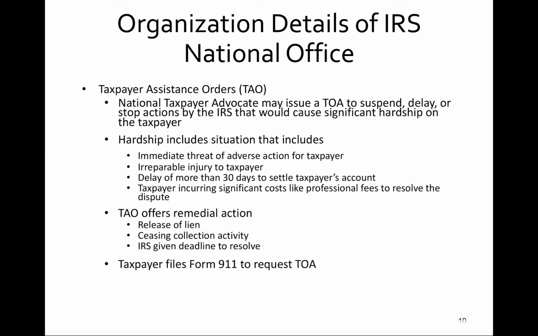The taxpayer assistance order: the taxpayer advocate may issue a TAO, that should be TAO, to suspend, delay, or stop actions by the IRS that would cause significant hardship on the taxpayer. And there are various types of hardship out there. A taxpayer can file a Form 911 to request relief.